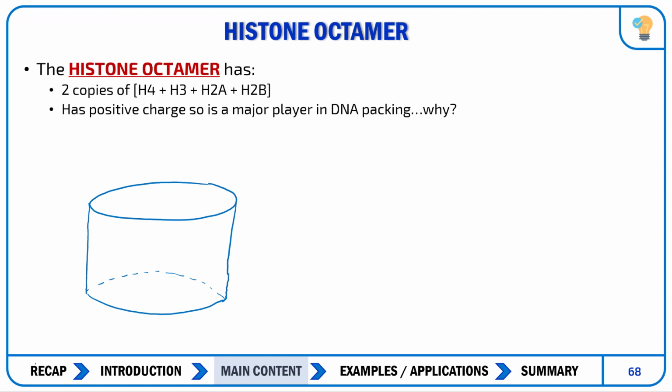The histone octamer itself has a positive charge, so it's a major player in DNA packing. We're going to answer why in a bit. Let's first label this as 70 angstrom from here to here, .55 angstrom, and approximately it holds 220 elementary positive charges.